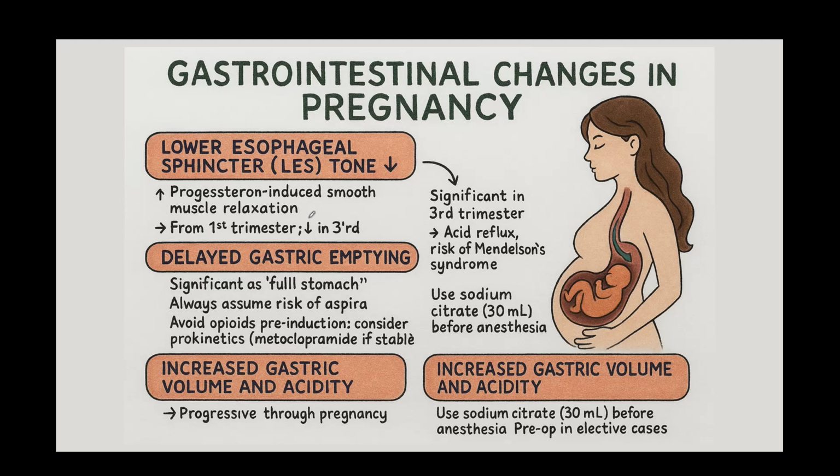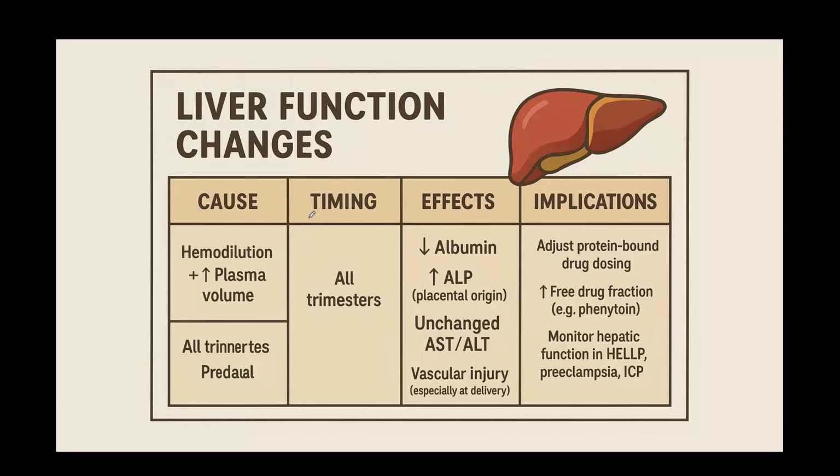Gastric volume increases progressively through pregnancy, and also there is increased acidity. So use sodium citrate 30 ml before anesthesia, pre-op in elective cases or even in cesarean section. 30 ml of sodium citrate 30 minutes prior to the induction.